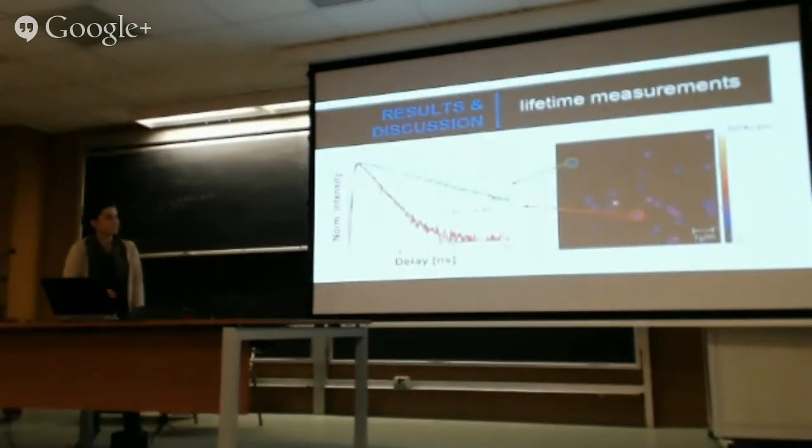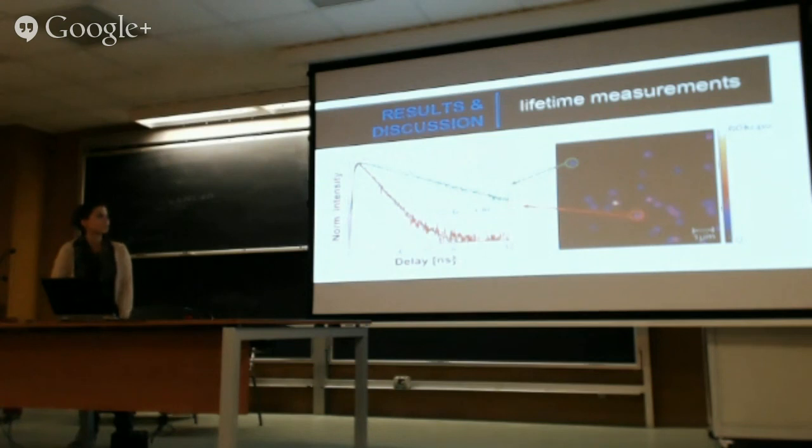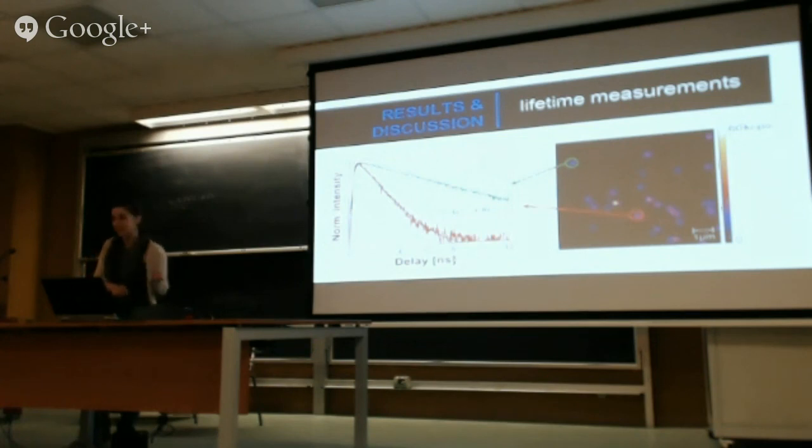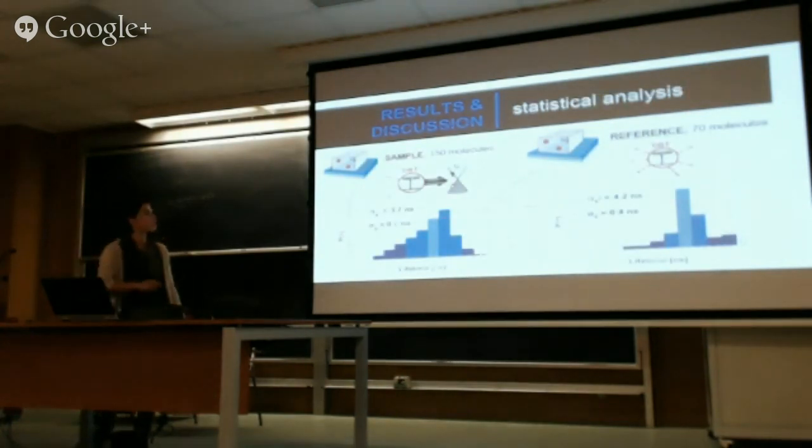So here we have two examples of a decay of two different molecules, and we fit this decay with a single exponential decay, which is this law, considering the background fluorescence that you always have to consider. So from this fitting procedure, we determine the lifetime of each emitter, and then we build up histograms. From our sample, we collected lifetimes of 150 molecules, and this is the histogram of the distribution of lifetimes obtained.